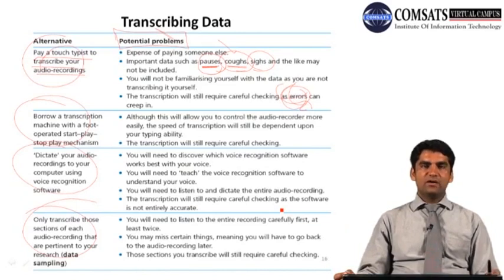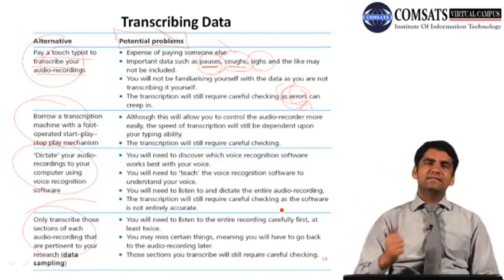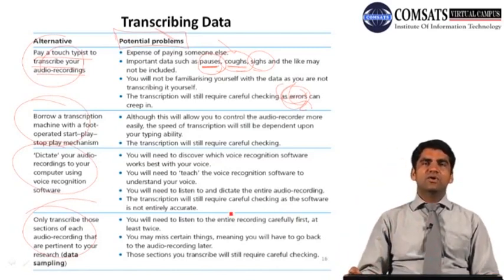The last way or alternative to transcribing the data is to only transcribe those sections of each audio recording that are pertinent to your research. There might be redundancy when you collect audio data through interviews or other means. So you can only transcribe those things that are important and very much relevant to your research. If this is the case, then what kind of potential problems do you get?